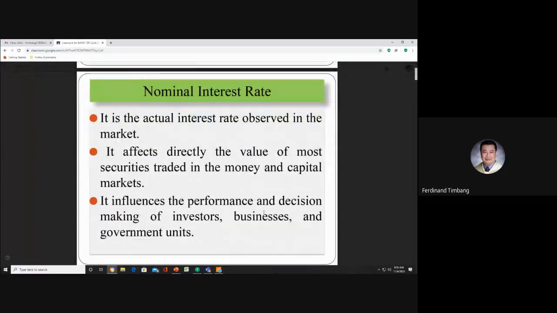So nominal interest rate, that is the actual interest rate observed in the market. It affects directly the value of most securities traded in the money and capital markets, especially bonds. If the interest rate goes up, you can expect that the value of the bonds will go down. And for the capital markets, you have the bonds and the stocks. Normally when the interest rate in the market goes up, the stock market will go down.